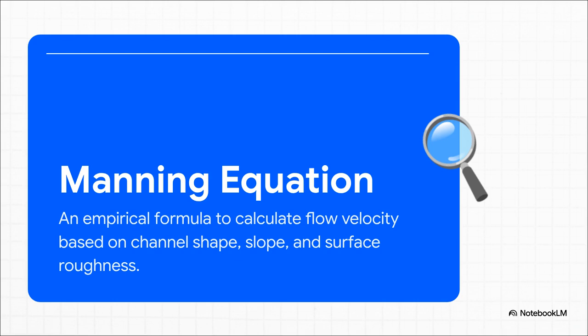Of course, real-world channels are never perfectly smooth. So to calculate the actual flow velocity, engineers use this really famous formula called the Manning equation. Think of it as the master recipe. It takes into account not just the channel's shape and its slope, but also its surface roughness. You know, is it smooth concrete, weedy earth, or a rocky stream bed?